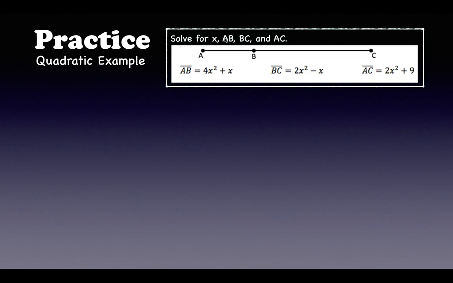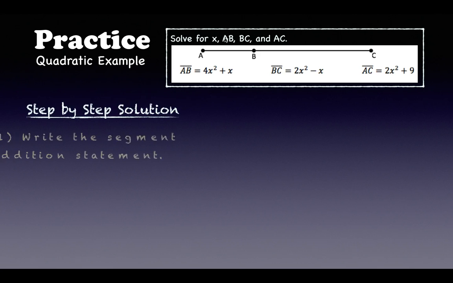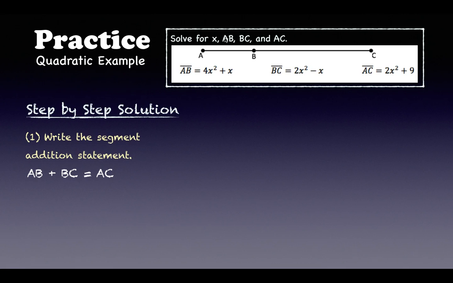Here, you're given the segment drawn out. It may not be to scale. Just never assume that AB has to be smaller than BC. It's just simply telling us B is between points A and C. And in this one, we have a bunch of quadratic expressions. So we'll start by writing our statement and then substituting in.